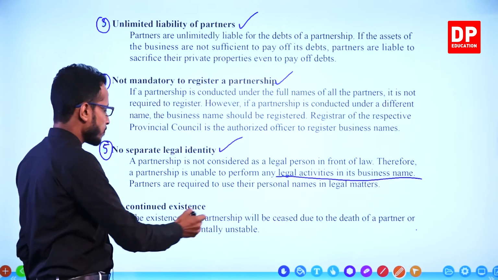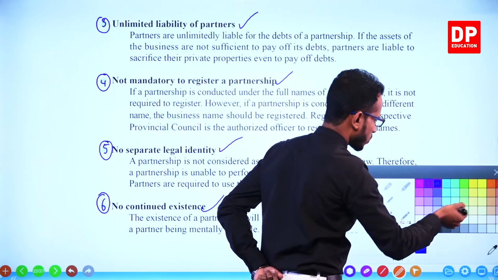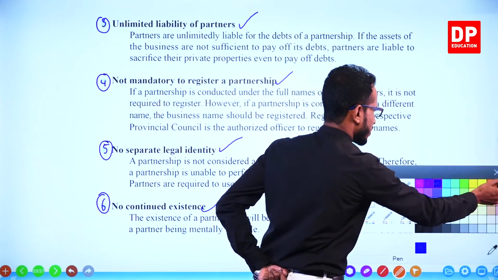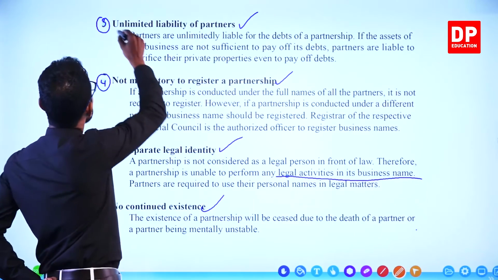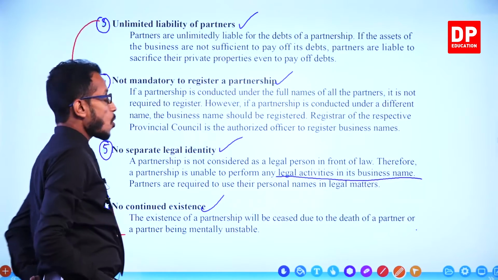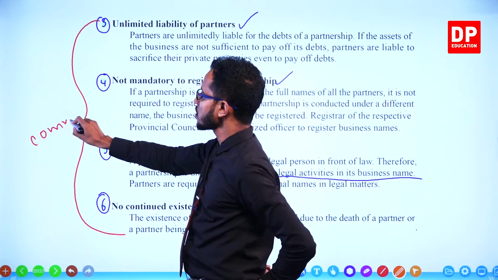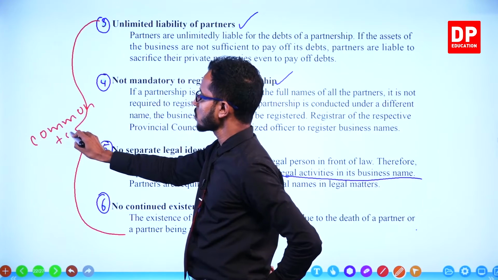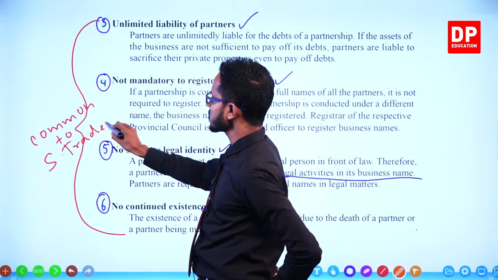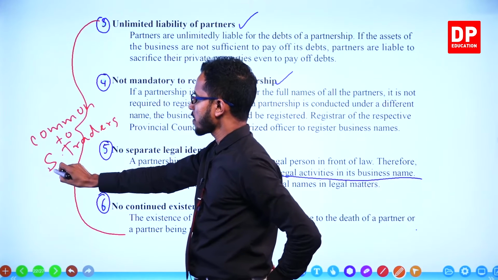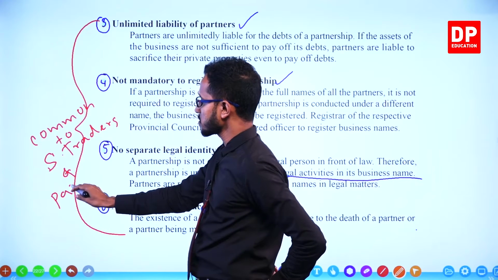Again, same, no continued existence. If the partners die, if one of the partners goes broke, if one of them goes mad, the business partnership will be broken and the business will be stopped. All these features are common to sole traders and partnerships.